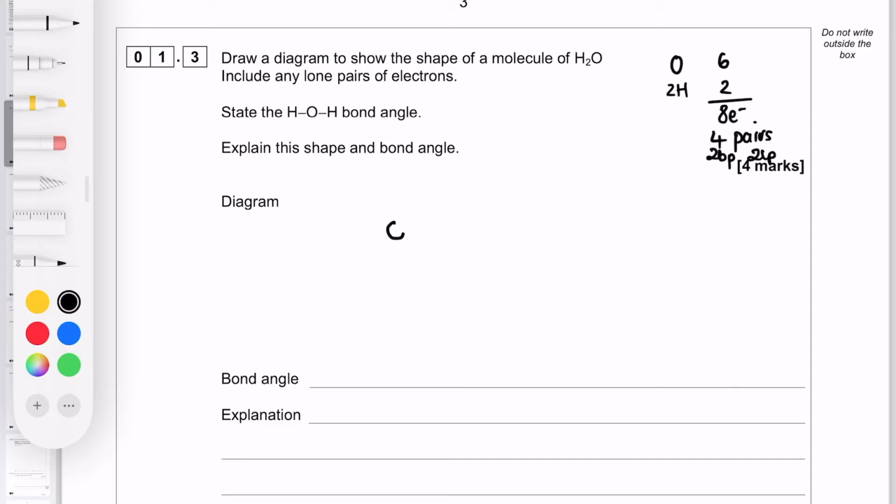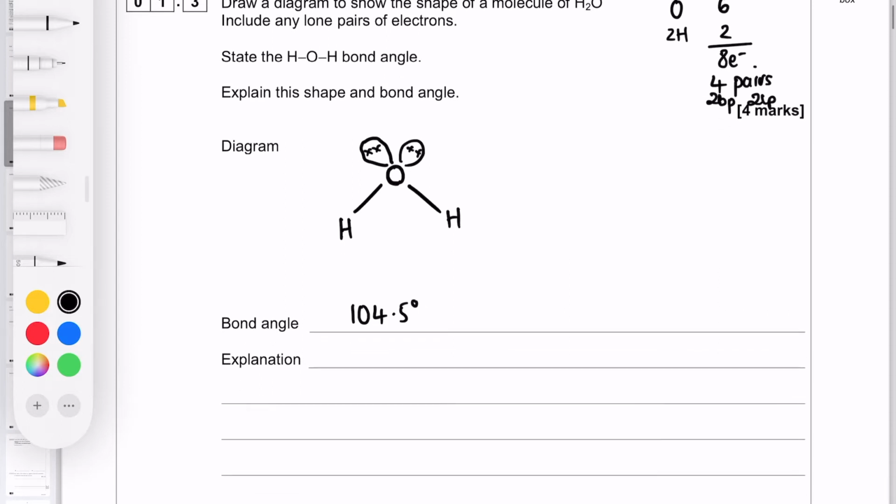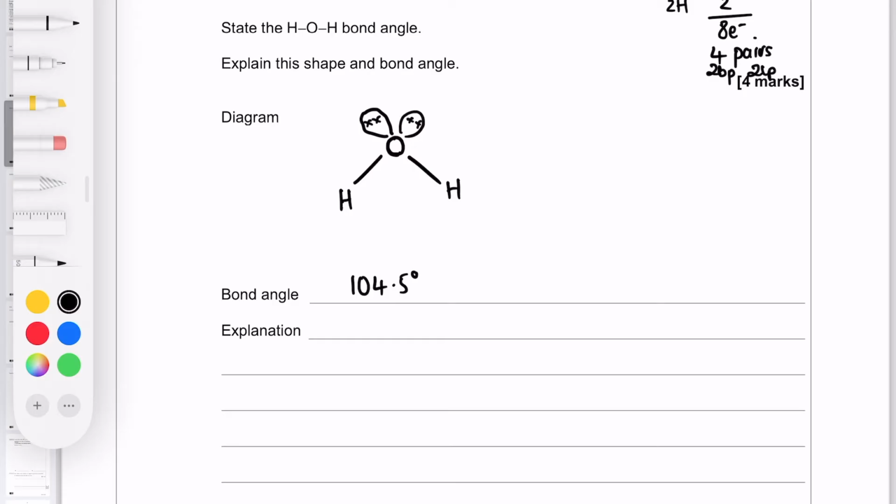So if we draw our oxygen, it's based off the tetrahedral shape, but 2 of the sticks, the 2 that would be coming in and out of the plane, are actually lone pairs. And they are going to reduce the bond angle from the usual 109.5 that you'd expect for a tetrahedral down by 2.5 degrees each to 104.5 degrees. So explain that shape.